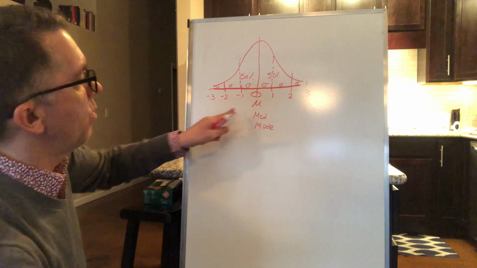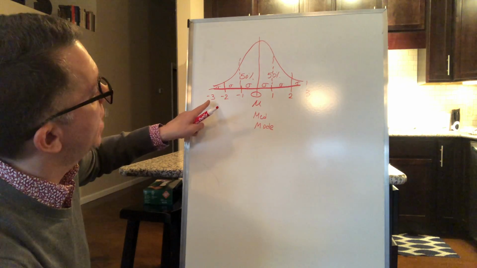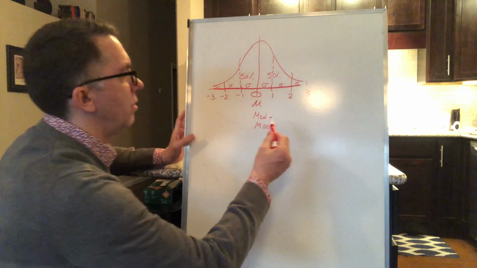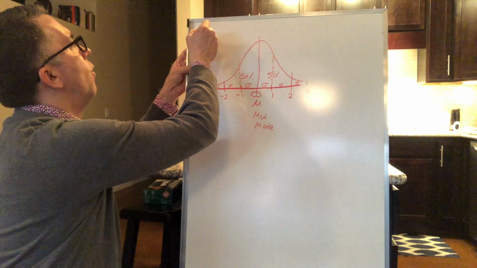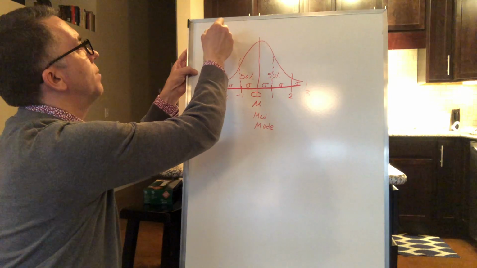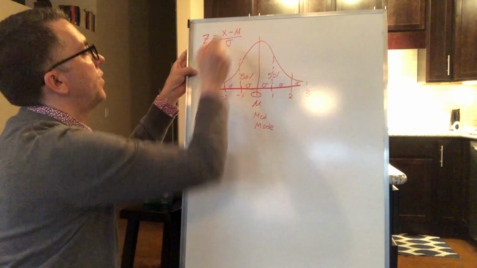Now we call it standard normal when we make everything in the scale of basically -3 to +3. So how do you get those numbers? Well, we use the Z formula. So remember, Z equals X, our observation, minus the mean, all over the standard deviation.